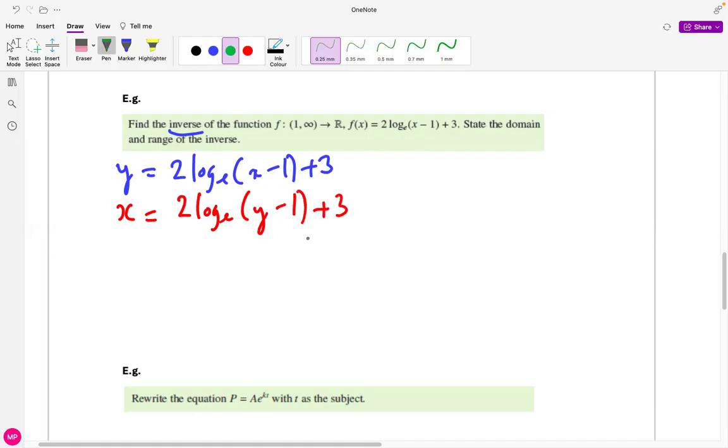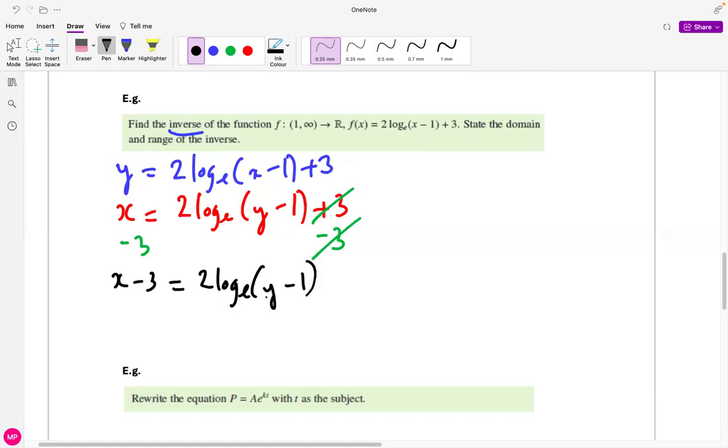Then, for the plus 3, I'm going to minus 3 on both sides. The 3 and 3 go away. So I would have x minus 3 equal to 2 log a of (y minus 1). Then to get rid of the 2, I'm going to divide by 2 on both sides. The 2 and the 2 go away. You would have (x minus 3) over 2 equal to log a of (y minus 1).